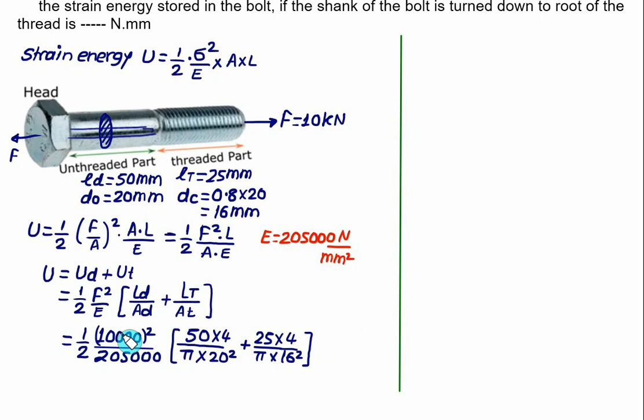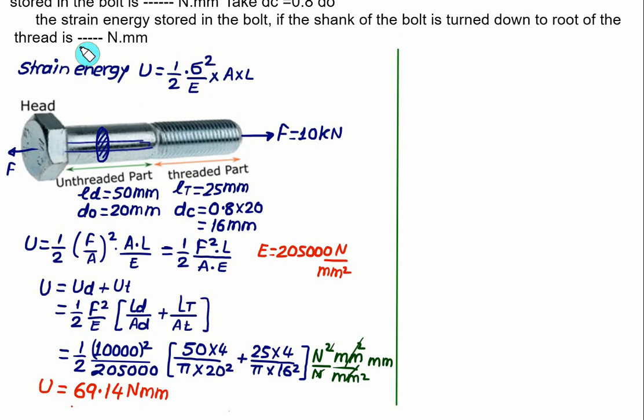Let's check the unit here. Force we have taken in Newton. So we have Newton square divided by Young's modulus, which is Newton per mm square. So we have Newton mm square. Area we have taken as mm square, and the length L we have taken in mm. So mm square cancels, one Newton cancels. This answer will come in Newton mm. So total strain energy U will be equal to 69.14 Newton mm.